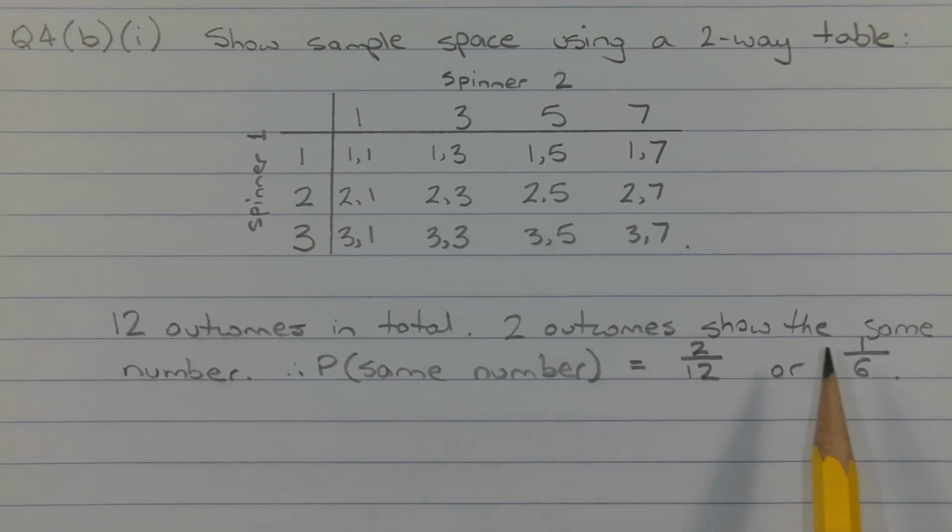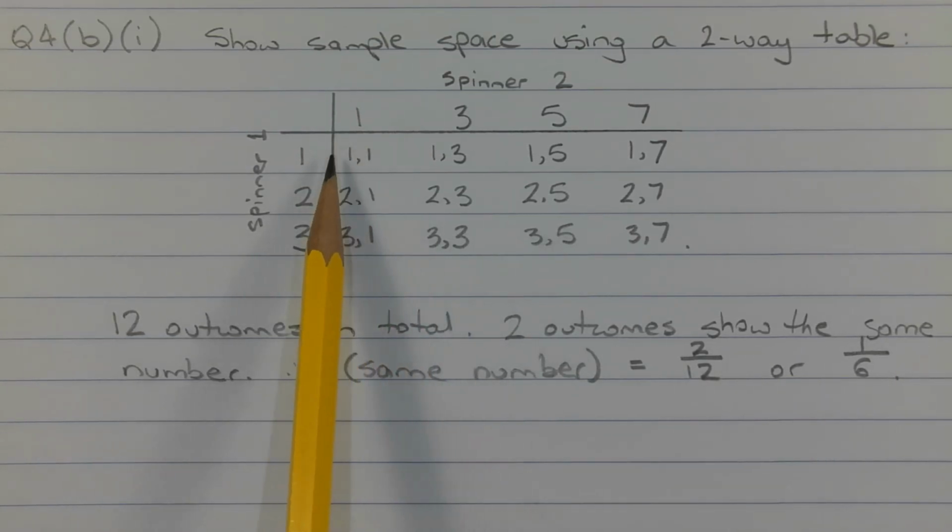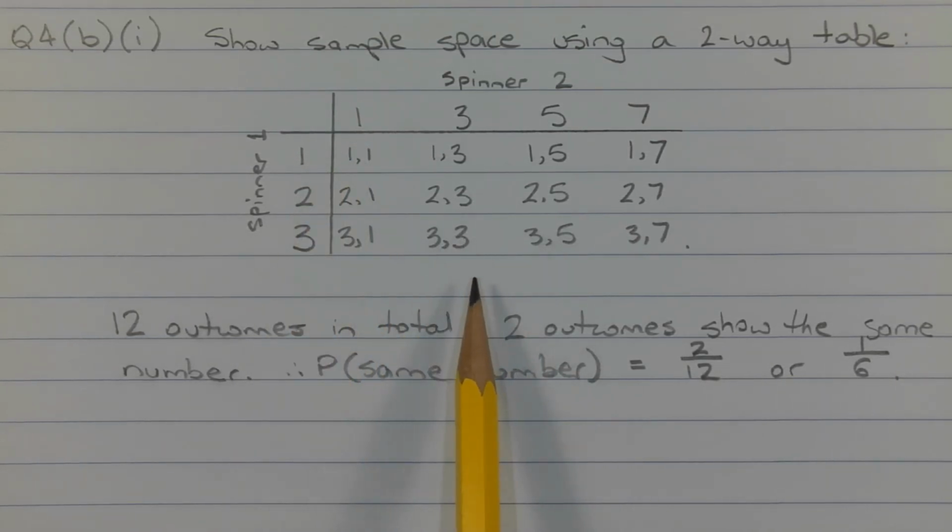Now, two of those outcomes show the same number, so 1,1 and 3,3. So out of those 12 outcomes, 2 are the favoured outcomes. So the probability of obtaining the same number on both spinners is 2 over 12, which simplifies to 1 over 6.